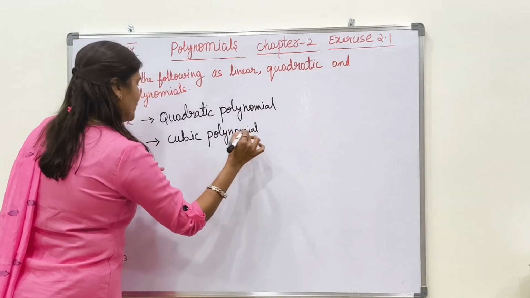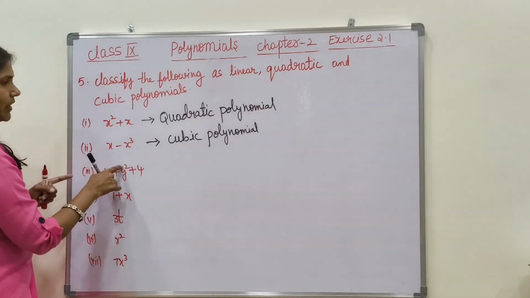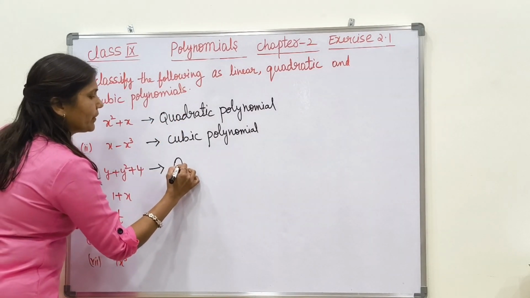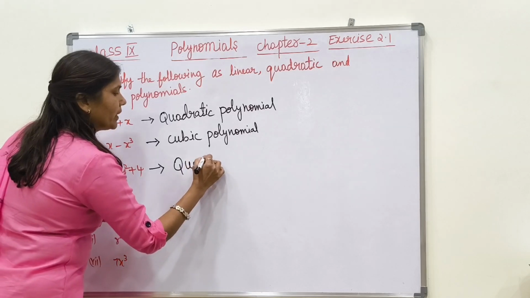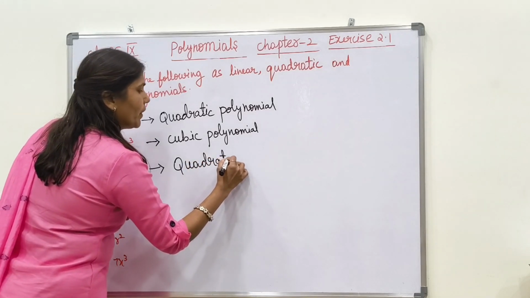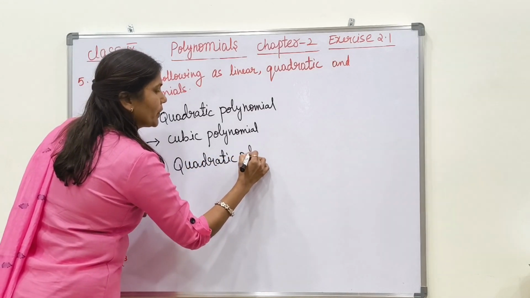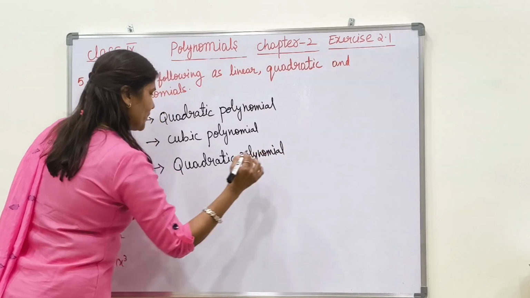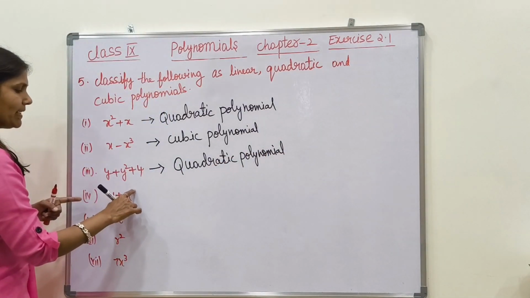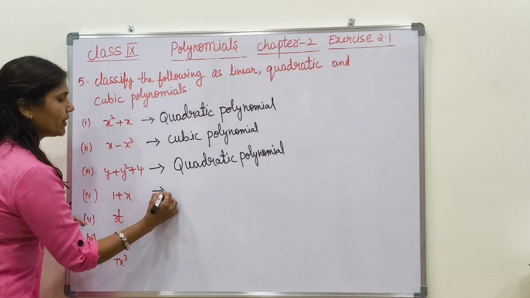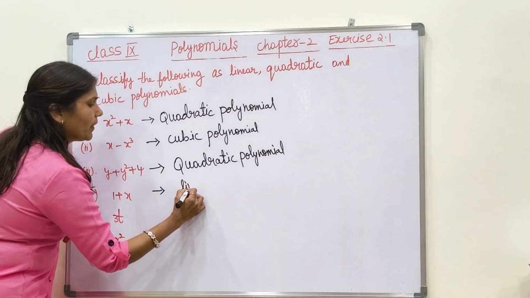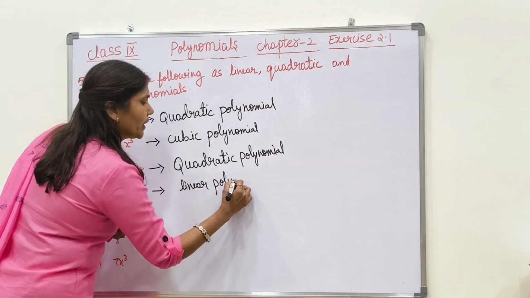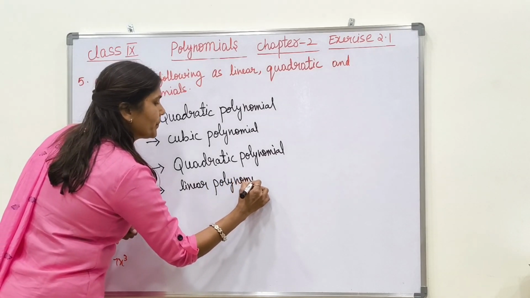Next, we will see. Here what is there? Highest power 2 is there. Highest power 2 is there, means again it is a quadratic polynomial. Okay, polynomial. Next, see Baba. See, highest power 1 is there. 1 is there, means which polynomial? Linear polynomial. Okay, polynomial.